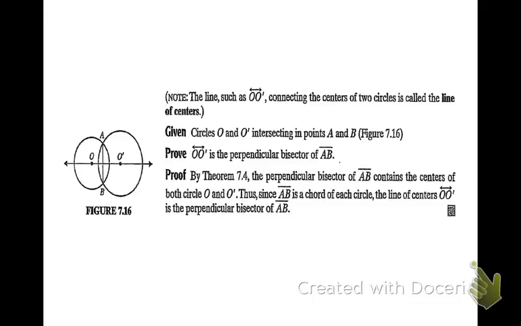So given the circles O and O prime intersecting at points A and B, prove that OO prime is the perpendicular bisector of AB. The proof. By Theorem 7.4, the perpendicular bisector of AB contains the centers of both circles O and O prime.